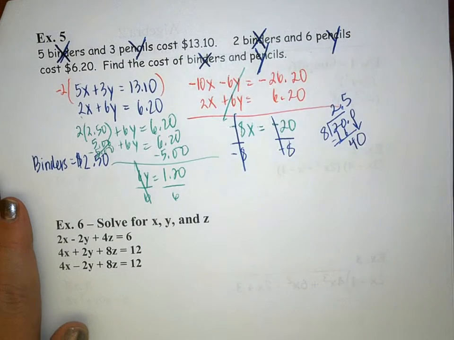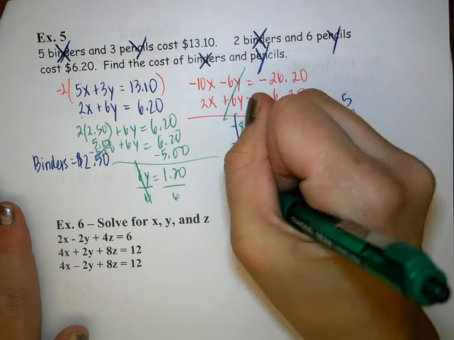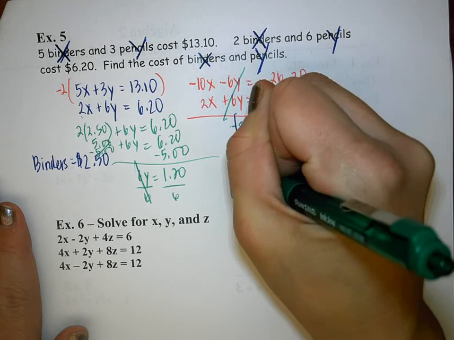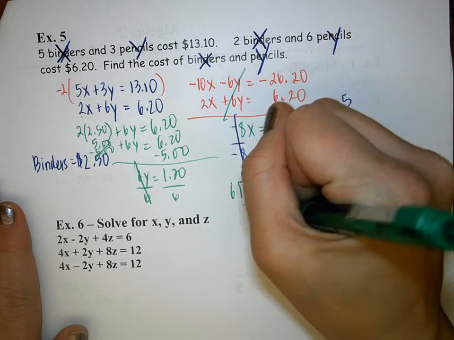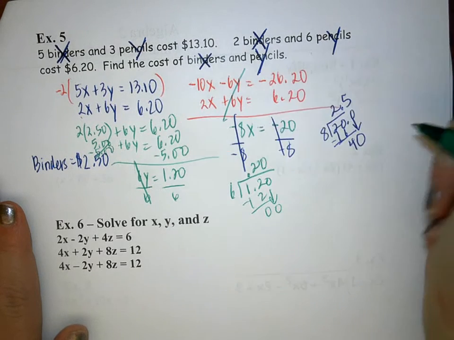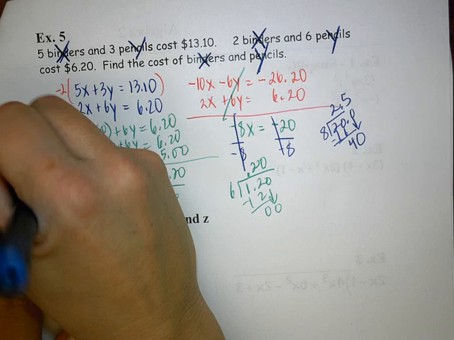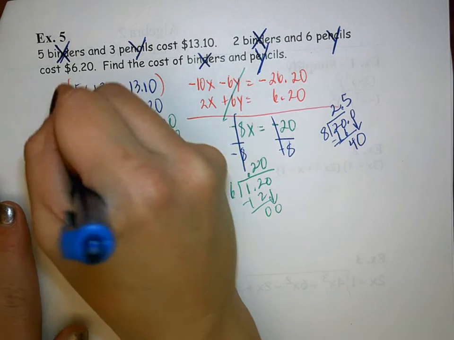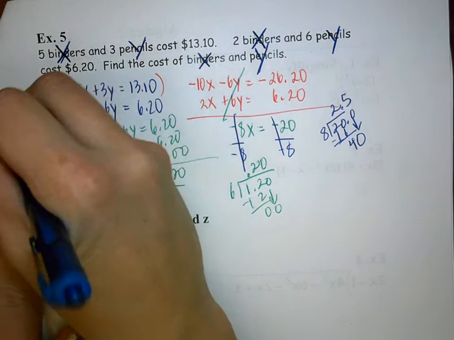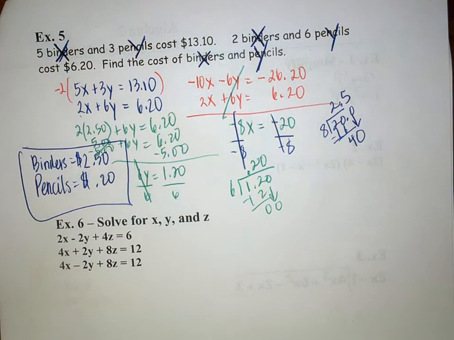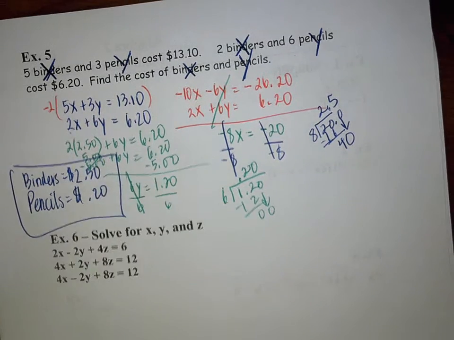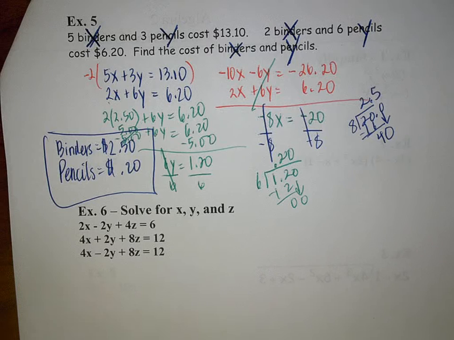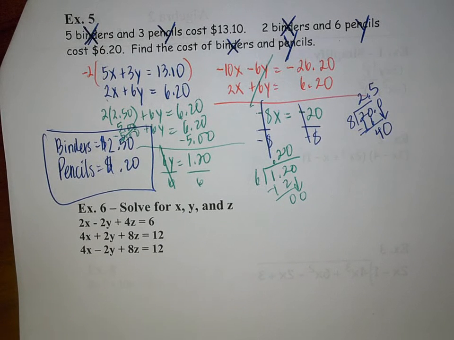Some of you can do this in your head. Some of you might want to do long division. 6 goes into 120. We have to bring up the decimal. 6 goes into 12 2 times, that's 12. 0 left over, bring down the 0. 6 goes into 0, 0 times. So that means my answer for pencils is 20 cents. That's not the answer? That is the answer, because they want to know the cost of binders and pencils. Okay. Are we good? All right.